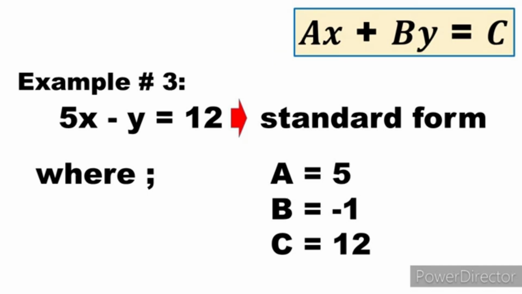Okay, number 3, 5x minus y equals 12, which is naka-standard form na. Okay, identify natin kung ano yung a, ano yung b, at saka yung c. So, we have 5x, the coefficient is 5. Therefore, our a is 5. Now, negative y, the coefficient is negative 1. Therefore, b is negative 1. And our constant is 12. Therefore, c is equal to 12.